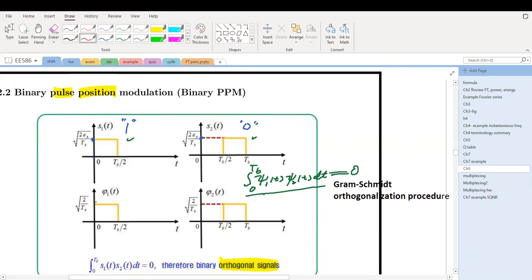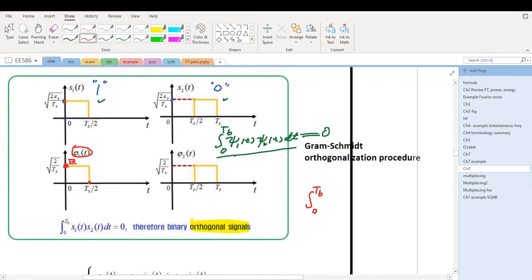Now let's look at the magnitude for psi 1. Here I call it the magnitude b. We do the integral from 0 to TB of psi 1 squared dt, and because you only have values up to half TB, that equals the integral from 0 to half TB of b squared dt. We want this to equal 1. So b equals square root of 2 divided by TB. That's exactly what we obtained here. We do the same procedure for the other orthogonal base. That's the magnitude we obtained.